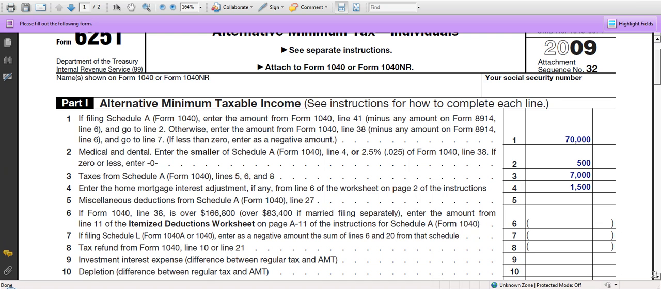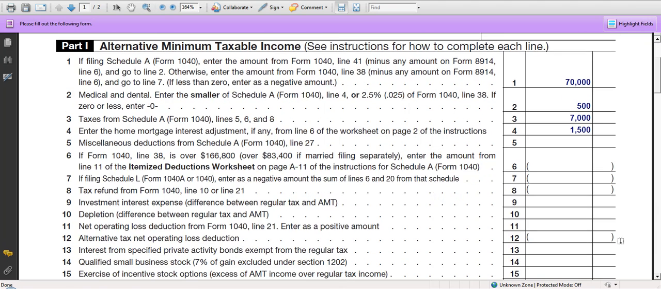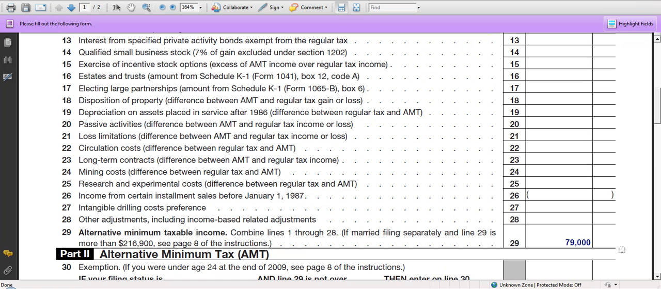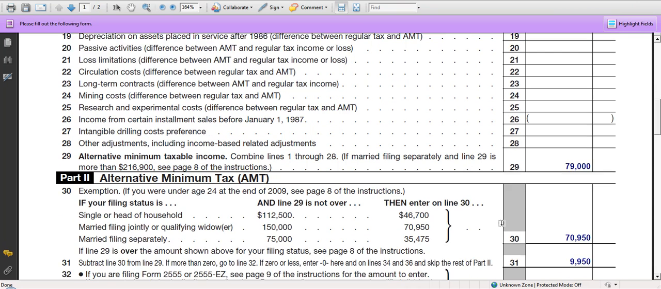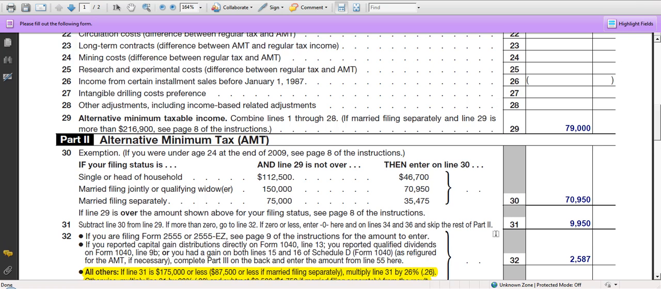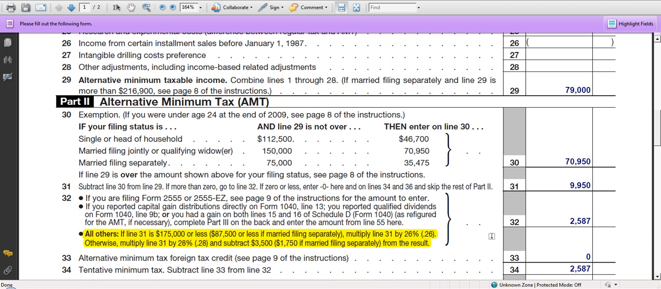So anyway, arriving at alternative minimum taxable income, we take our regular taxable income, and in this case we're going to be adding back our adjustments, coming up with our alternative minimum taxable income of $79,000. Part 2 of this form basically deals with our exemptions, and I'm using a 2009 form here because a 2010 form is not available just yet.